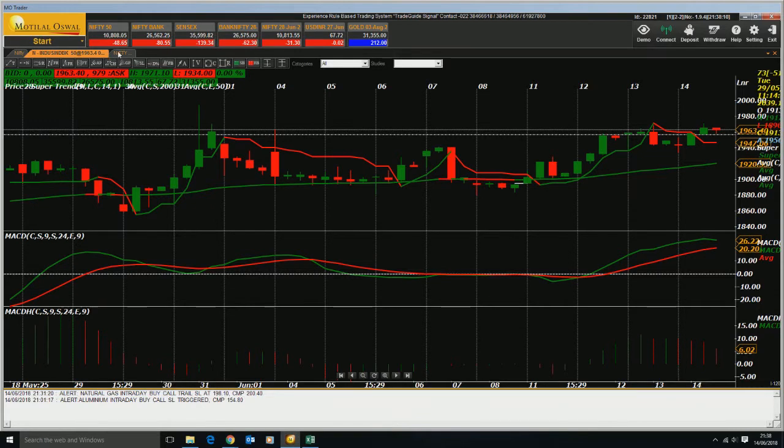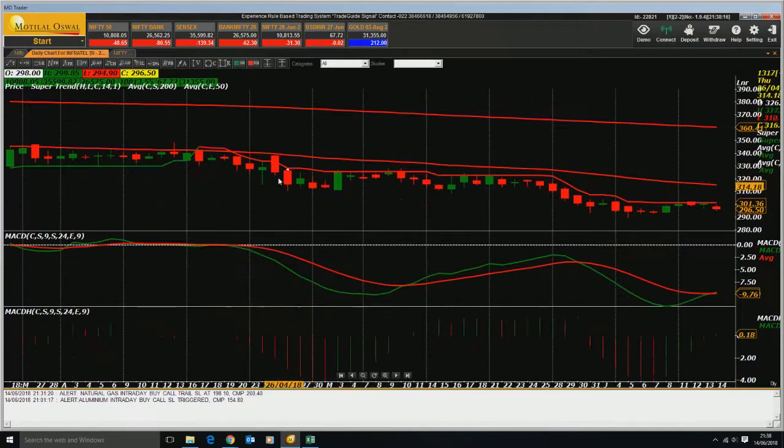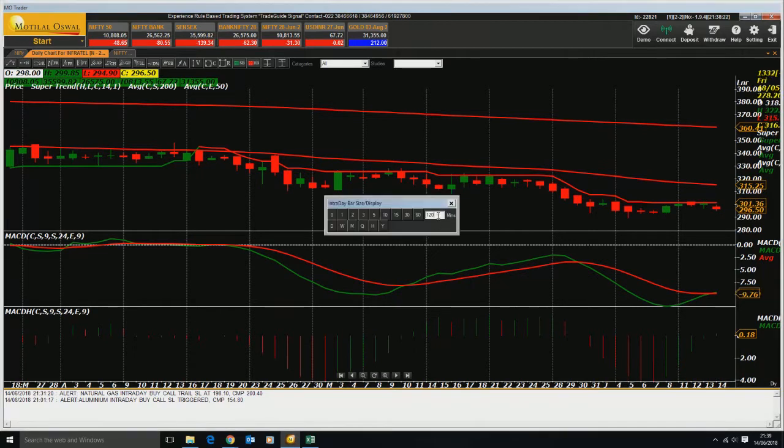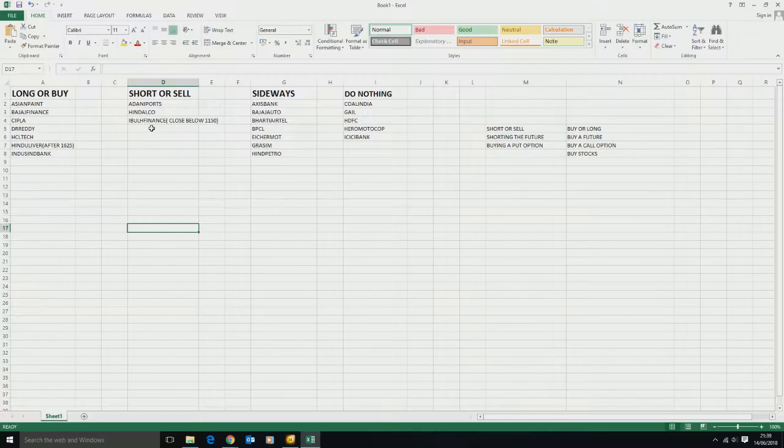Now Infratel on daily time frame, it's a short entry, right? And on 120 minutes, it's a short entry, right? So definitely Infratel is a short candidate for me. Confirmed short. Infratel is a short.